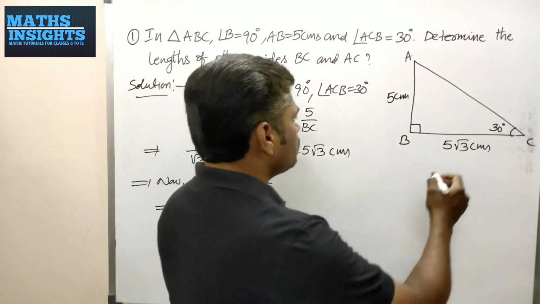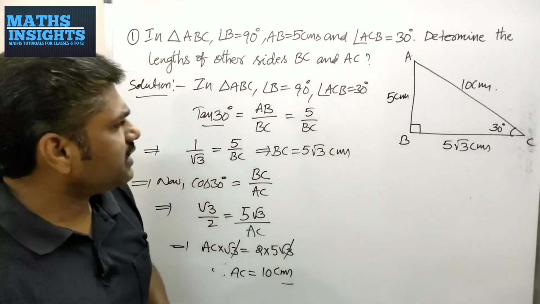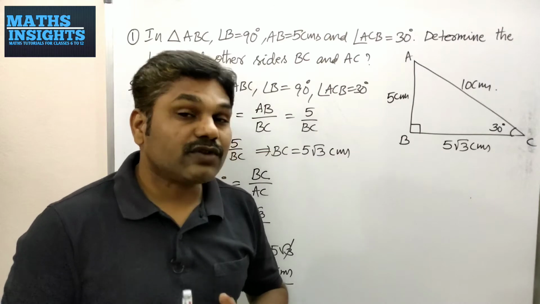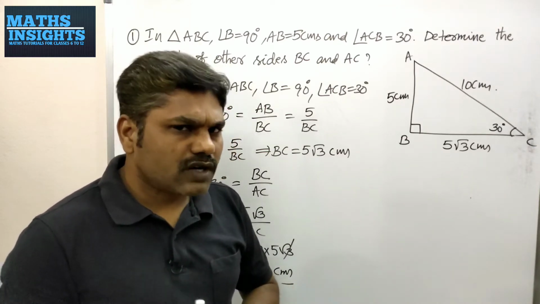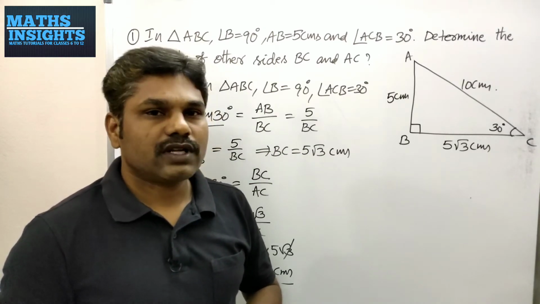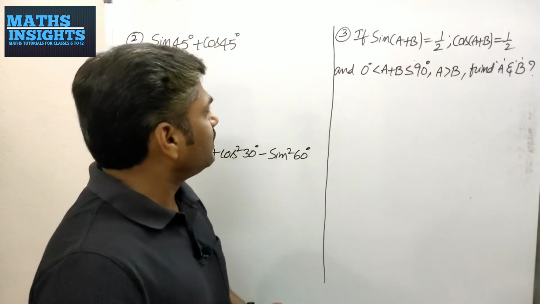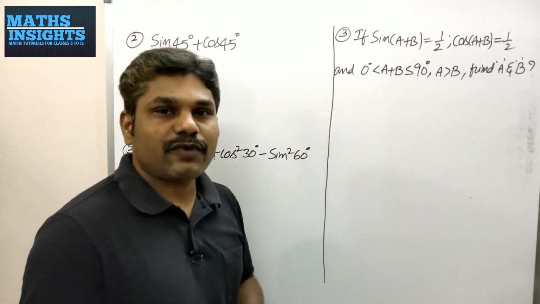So this will also become 10 centimeters by using any trigonometric ratio you like, but you have to remember the trigonometric ratios in which you want the side, then it will become very easy. Now we will solve the second problem. I have taken three problems at a time because these are very easy problems.